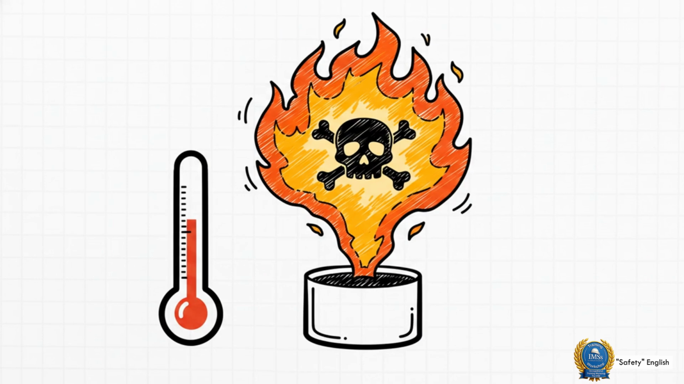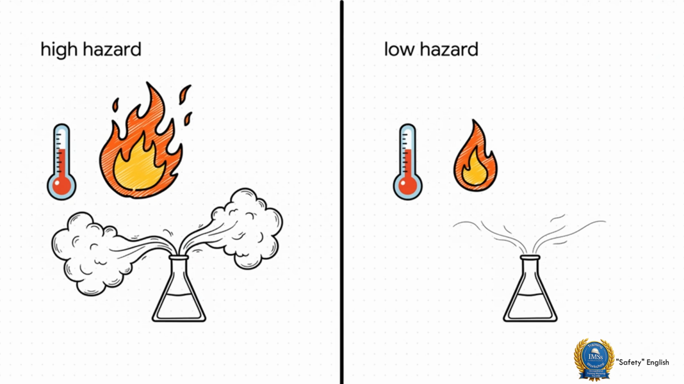Let's get this word locked in right now. Flash point. Go ahead, repeat it out loud. Flash point. Spot on. Once more. Flash point. Out in the safety world, we have a very important saying. Low flash, high hazard. If a liquid's got a low flash point, it means it can generate dangerous, ignitable vapors at just regular, everyday room temperatures. That's scary stuff.